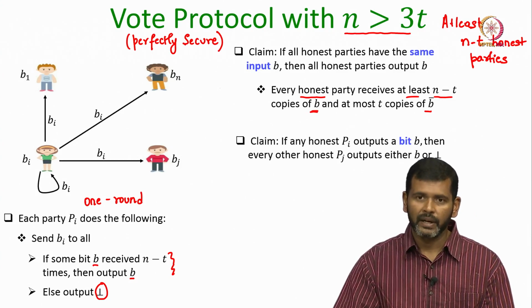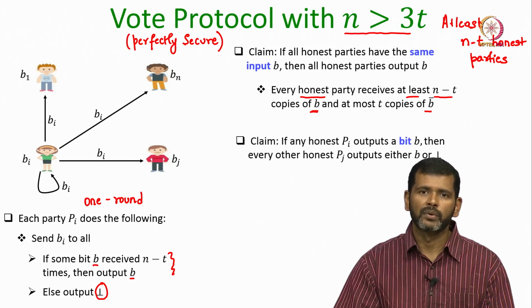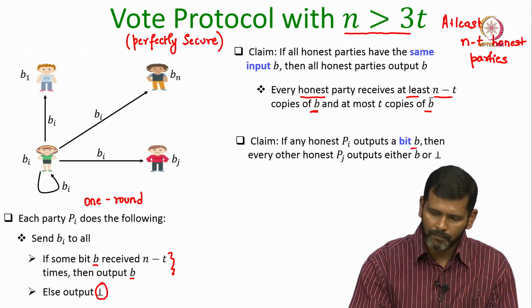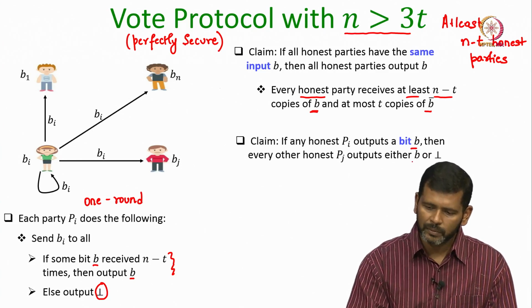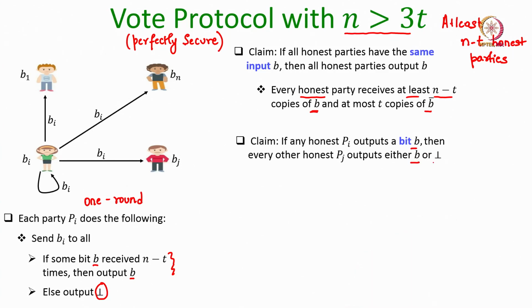The second claim is that if any honest party outputs a bit b, then every other honest party will also output either the same bit b or bot. So, there is a difference now between the two claim statements. In the first claim statement, the hypothesis was that all the parties had the same input. In that case, everyone will output that bit b.